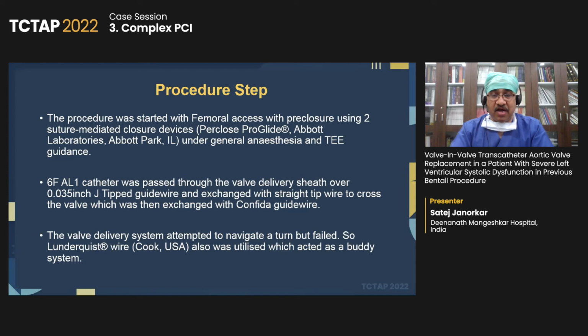So ultimately we had the Confida guide wire across the valve. The valve delivery system attempted to navigate the turn, but failed here. We probably got into the perforation because of the previous endocarditis, which happened way back in 2012.